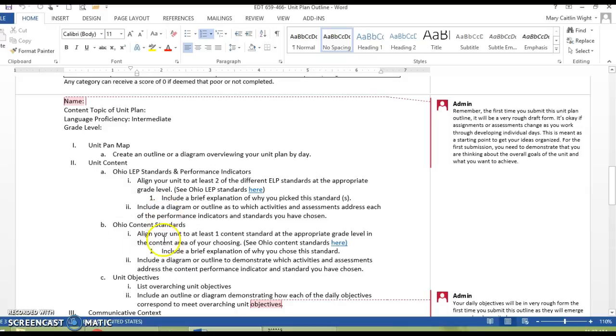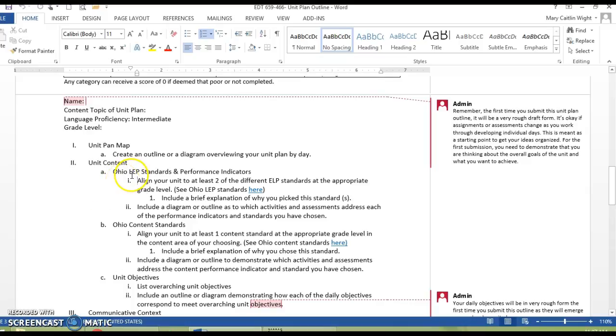Okay, so now I have my Ohio content standard. We're going to talk about the Earth's surface, how it changes in all different parts of the world due to different science things that happen to it. So rain, ice, storms, wind, oceans, how does the Earth's surface change? So we're going to explore that together as a group.